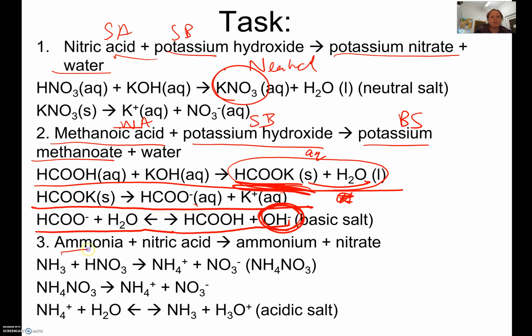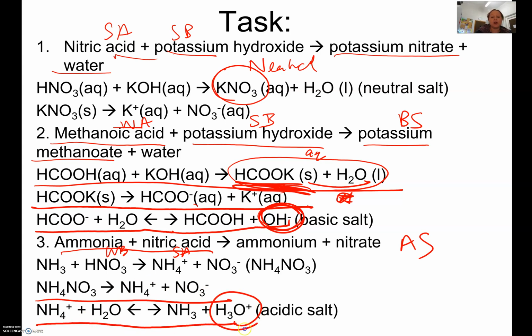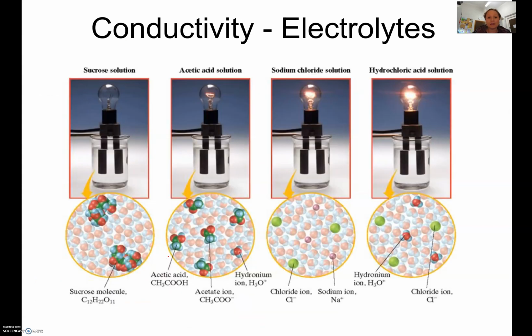The last example, ammonia and nitric acid. Ammonia is a weak base and nitric acid is a strong acid, which means that you get ammonium nitrate, or ammonium plus nitrate, and so therefore this is going to be an acidic salt. When that acidic salt breaks back up into ammonium ions and nitrate, the ammonium ions can react with water to produce hydronium ions. And again, this is reinforcing what we learned last lesson, that when you have the conjugate of a weak substance, it is weakly acidic or basic. So NH3's conjugate acid is weakly acidic. So I hope that makes sense.